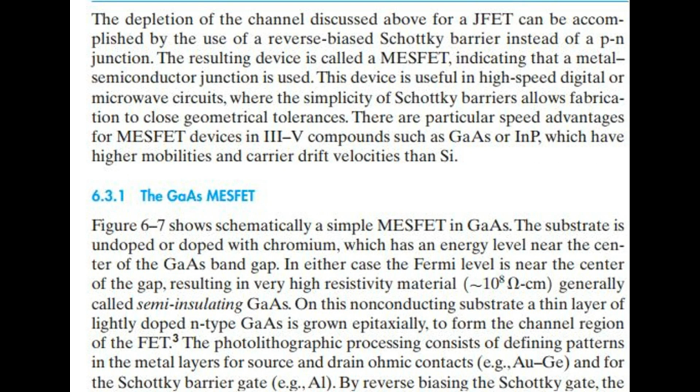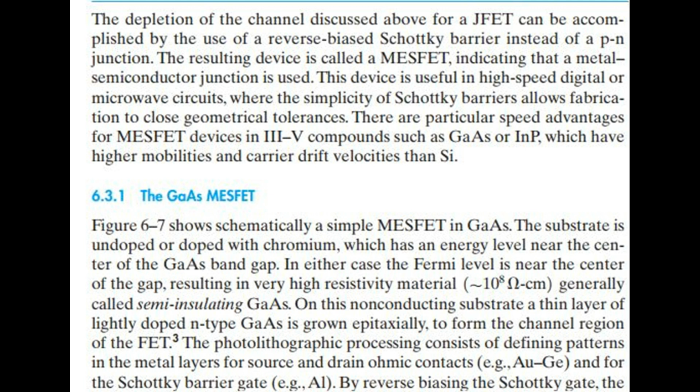The depletion of the channel discussed above for a GFET can be accomplished by the use of a reverse-biased Schottky barrier instead of a PN junction. The resulting device is called a MESFET, indicating that a metal semiconductor junction is used. This device is useful in high-speed digital or microwave circuits, where the simplicity of Schottky barriers allows fabrication to close geometrical tolerances. There are particular speed advantages for MESFET devices in III-V compounds such as gallium arsenide or indium phosphide, which have higher mobilities and carrier drift velocities than silicon.